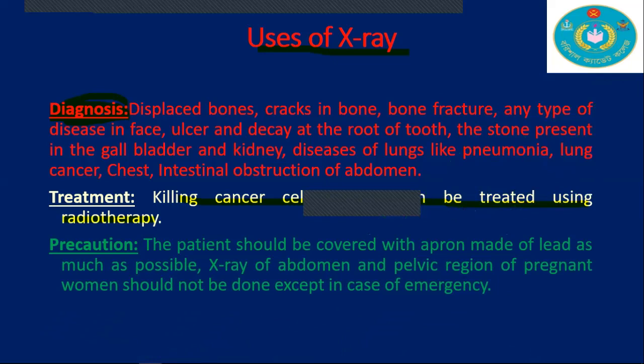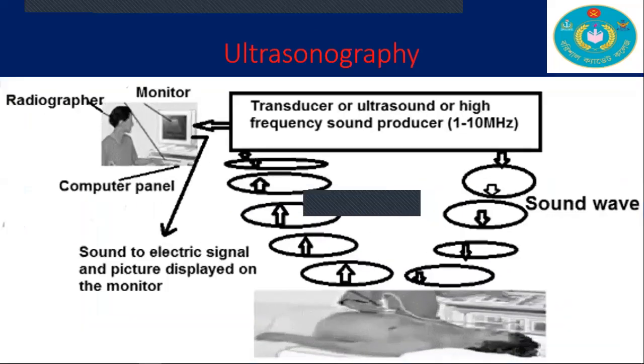And the precaution: the patient should be covered with an apron made of lead as much as possible. X-ray of the abdomen and pelvic region of pregnant women should not be done except in case of emergency. This is a precaution that we have to follow when we do X-ray. And our next topic is ultrasonography.